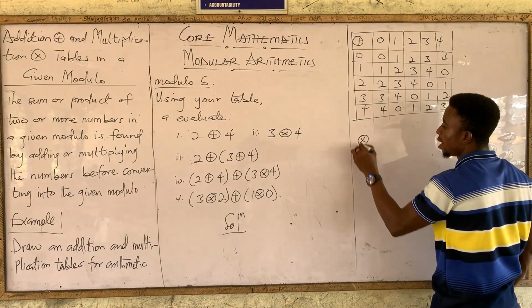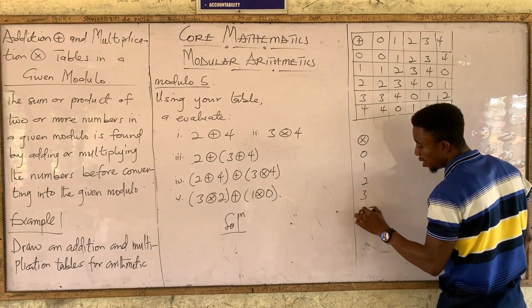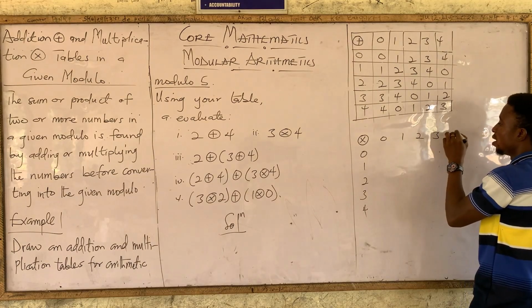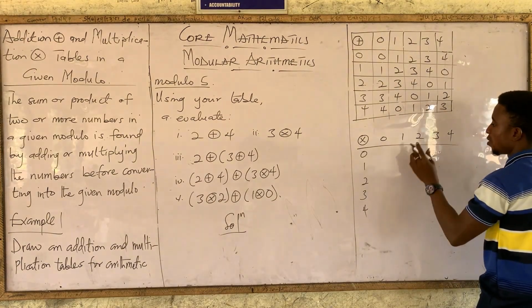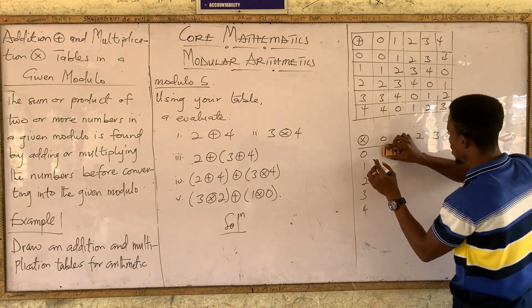So I'll put what? My times. The possible remainders are 0, 1, 2, 3, 4. 0, 1, 2, 3, then 4. So I construct. I rule my lines.